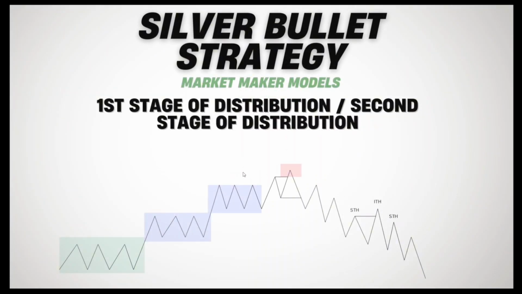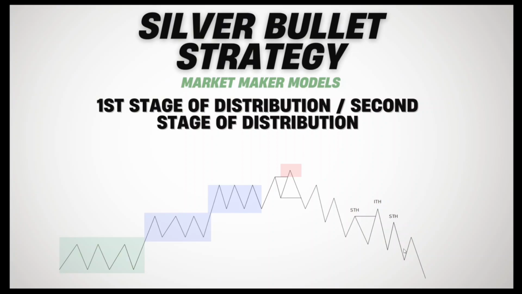So for the market maker models, the first step of distribution or second step of distribution is the key here. Actually, we've got a nice depiction of the market maker sell model. We've got this SMR, the original consolidation. The low risk sell has been planted here, and then we've got the short term high, intermediate term high, and then the short term high, which will be the key component for the silver bullet here.